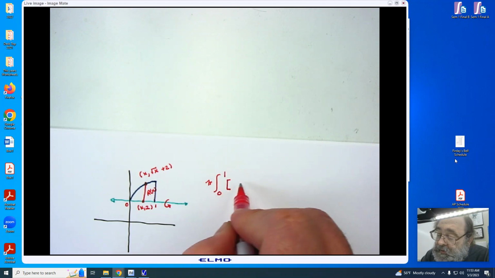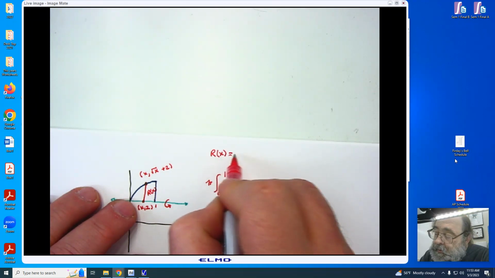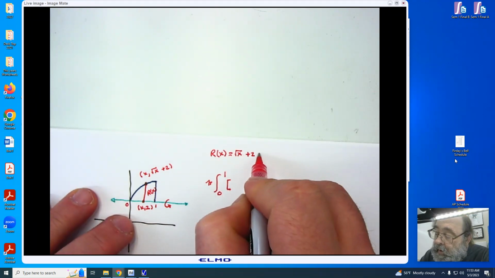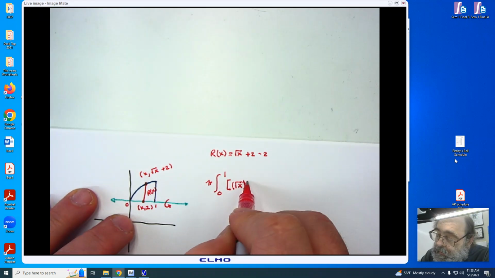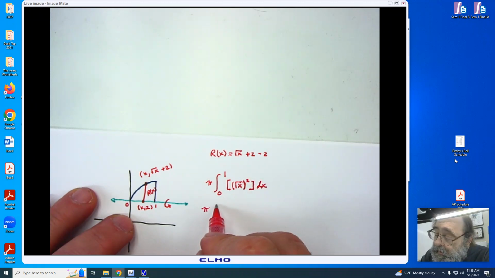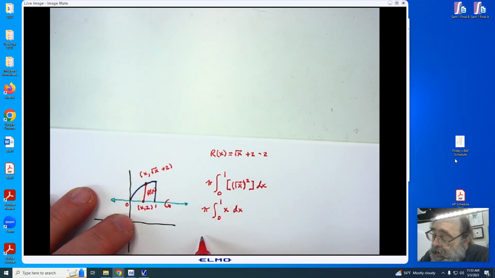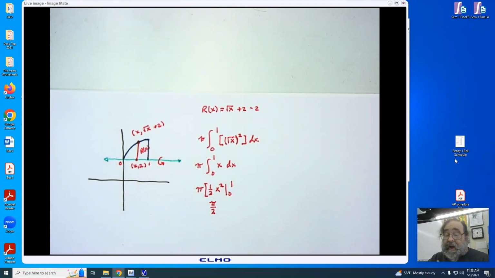of our r of x. Let's just find our r of x real quickly. Square root of x plus 2 minus 2 means that I'm looking at the square root of x, the quantity squared, dx. Pi integration from 0 to 1 of x dx, and I get pi times 1/2 x squared from 0 to 1, and my answer is pi over 2. Once again, this is the disk method.